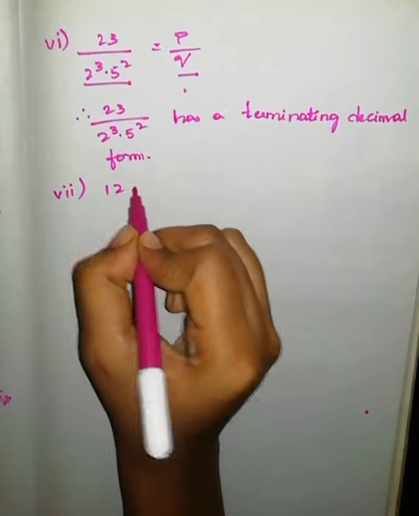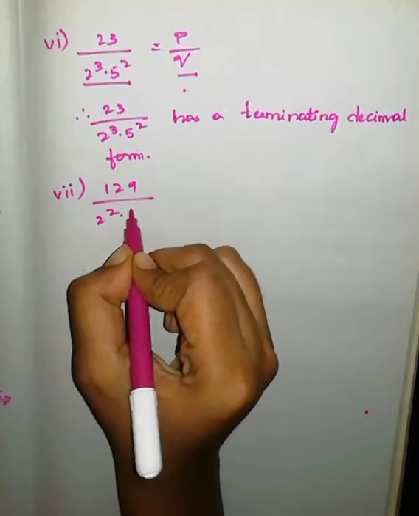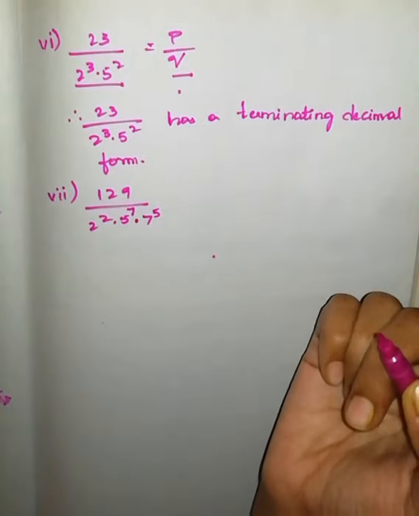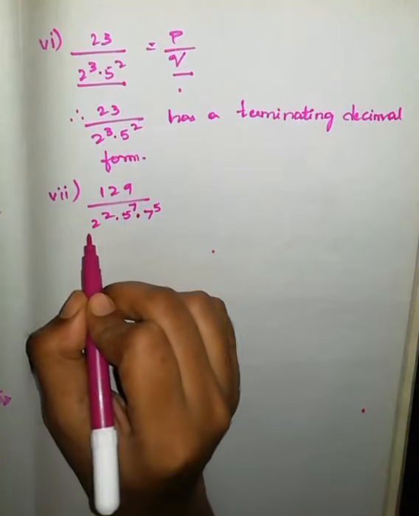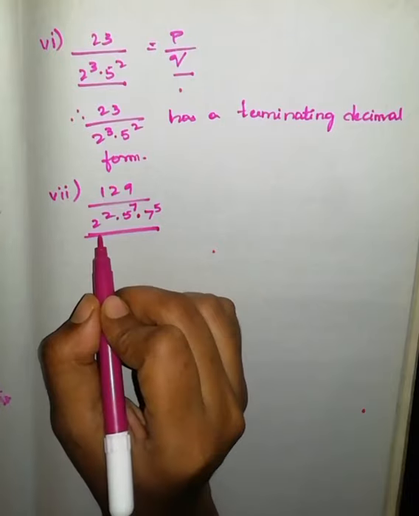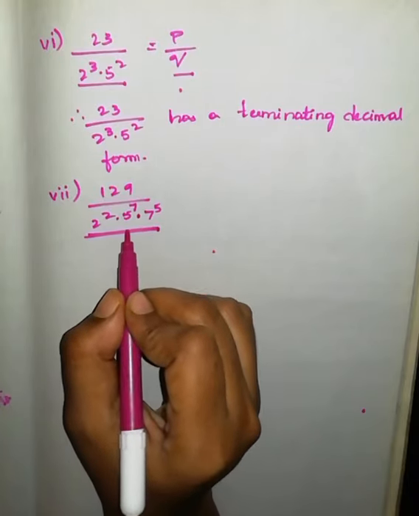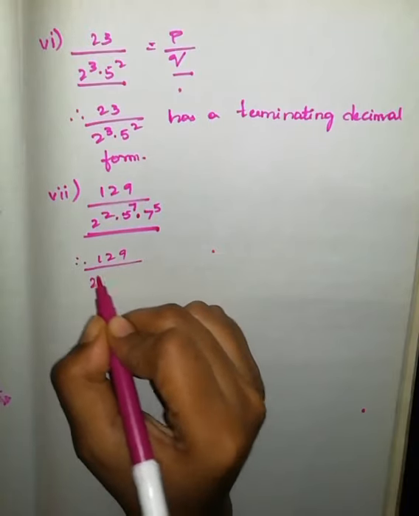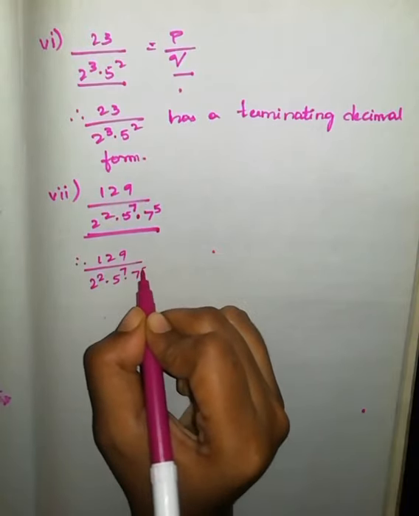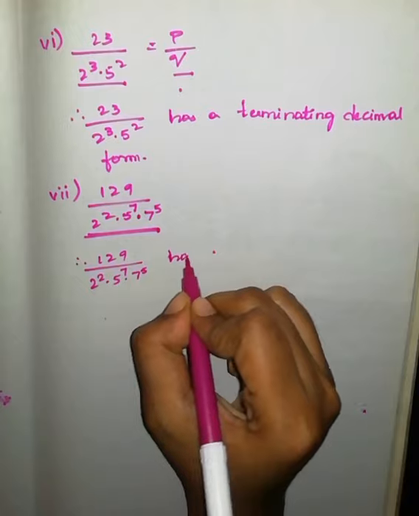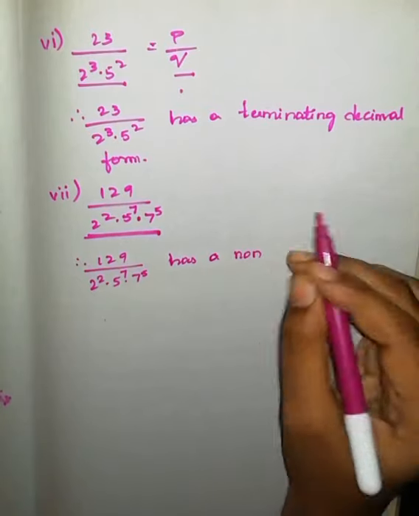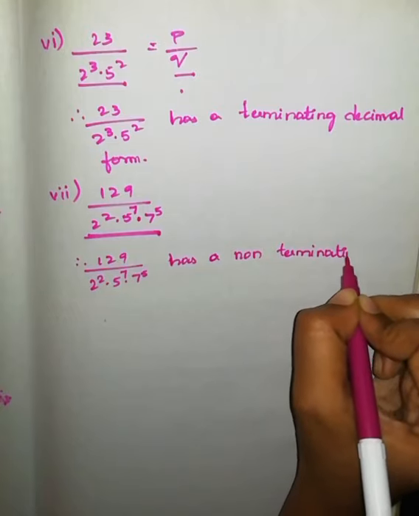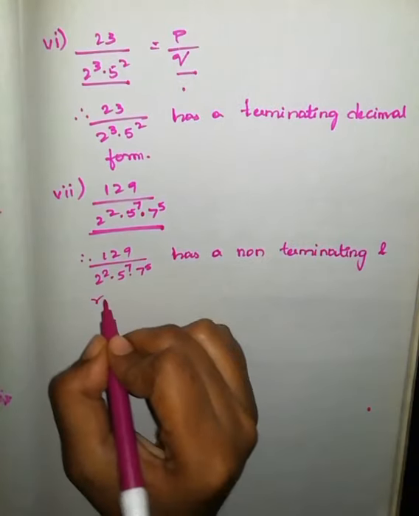Seventh question is 129 divided by 2 square into 5 to the power 7 into 7 to the power of 5. Here Q is not in the form of 2 power n into 5 power m. Therefore 129 by 2 square into 5 power 7 into 7 power 5 has a non-terminating and recurring decimal form.